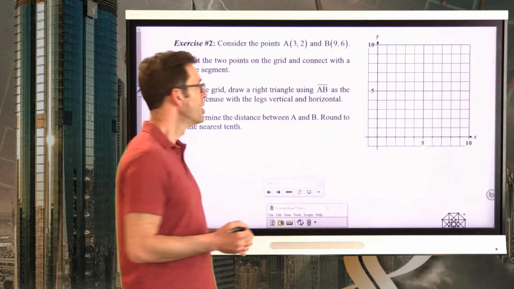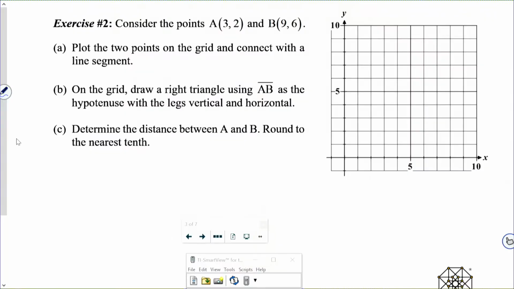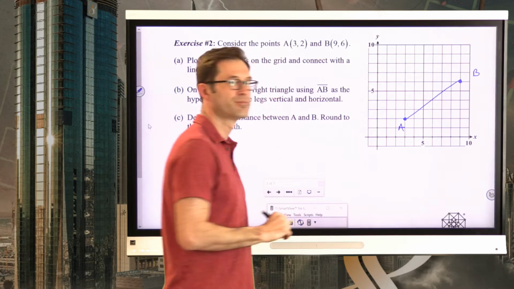All right, let's do it. So we've got (3, 2), which is right here. And we've got (9, 6), which is right there. So I'm going to connect them with that line segment. All right, great.